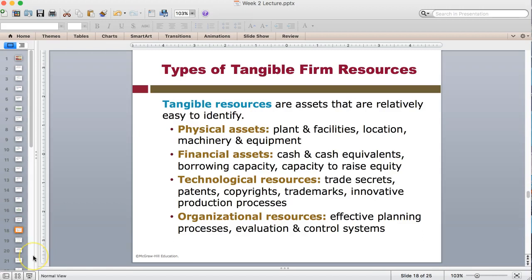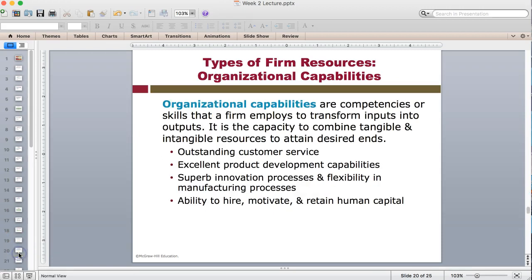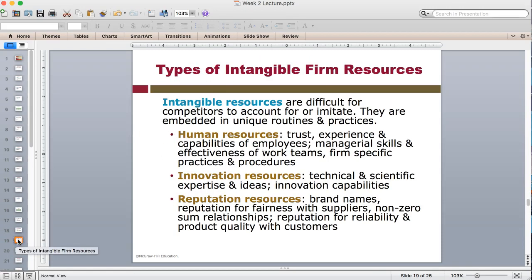There are a number of types of resources that we want to look at. We start with tangible resources. We start with physical assets. We have financial assets. Again, these are the types of resources that a company will look to and say, do these resources give us a strength in a certain area that is competitive and a sustainable competitive advantage over time?